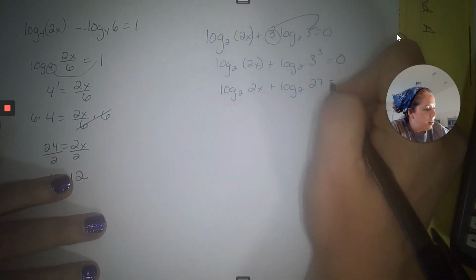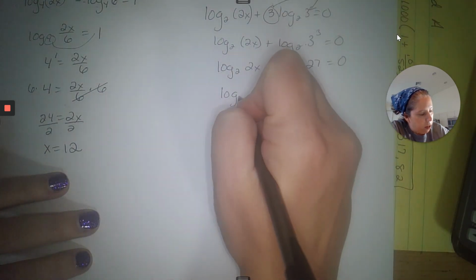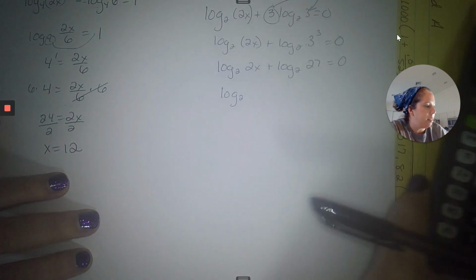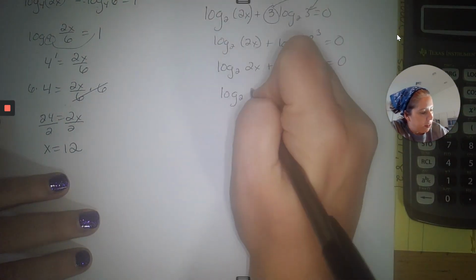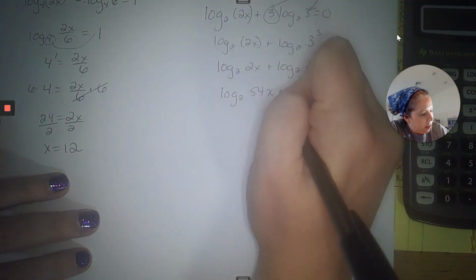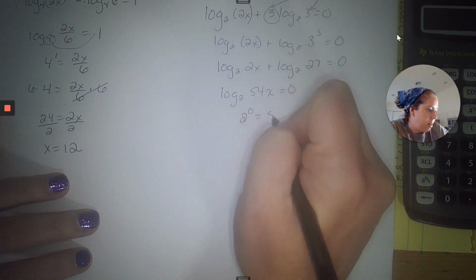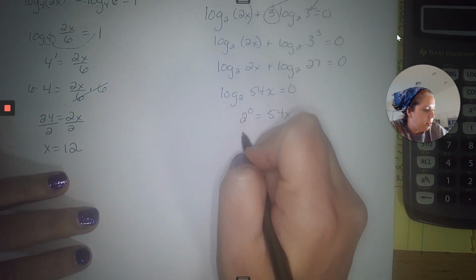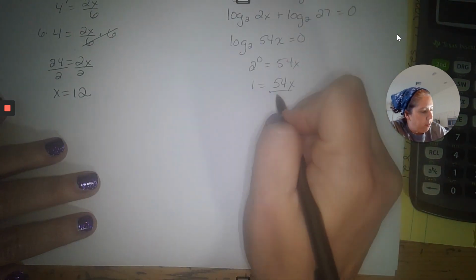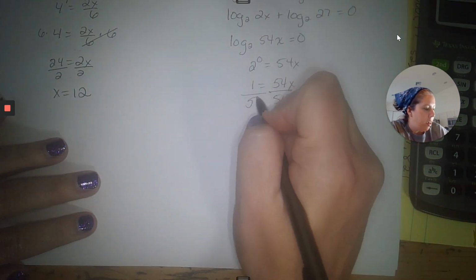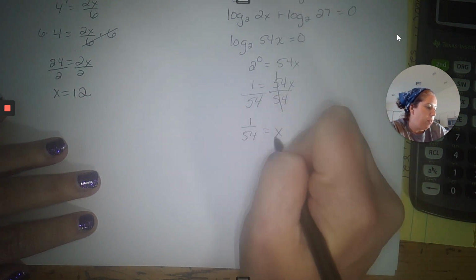Equals 0. Now we're going to multiply these, because it's a plus. So log base 2 of 27 times 2x. 27 times 2 is 54x. Right. So now change it to 2 to the 0 power equals 54x. Anything to the 0 power is 1. Right. Divide by 54. Remember, you're dividing by the number that's with the variable. Those cancel, guys. This is 1 over 54 equals x.